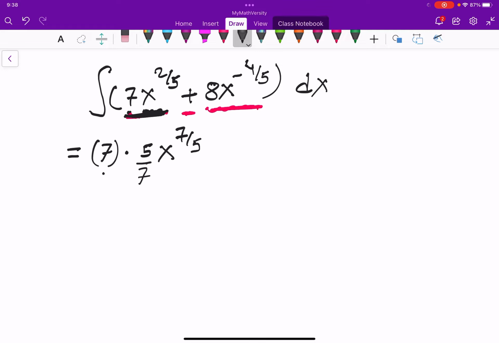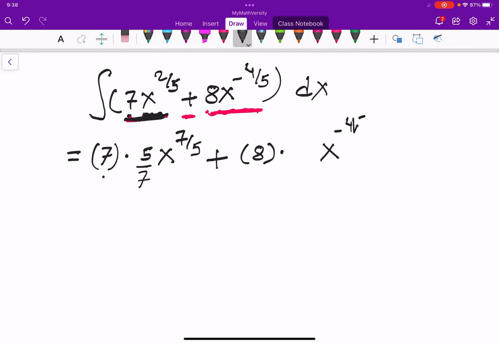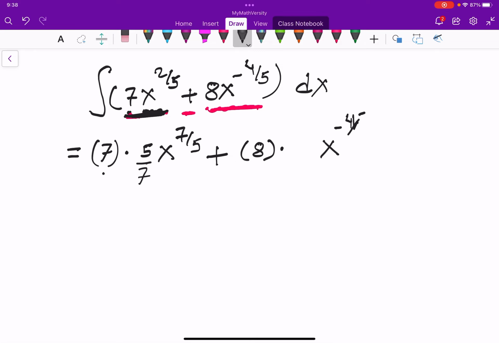And do the same thing here on the next term. So we have plus a constant which is 8, multiplied by the antiderivative of x to the power negative 4 over 5. And how do you find the antiderivative of x to the power negative 4 over 5? That will be x to the power negative 4 over 5 plus 1.